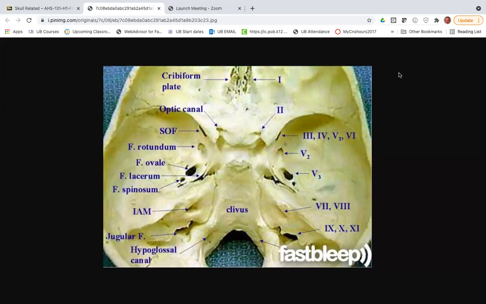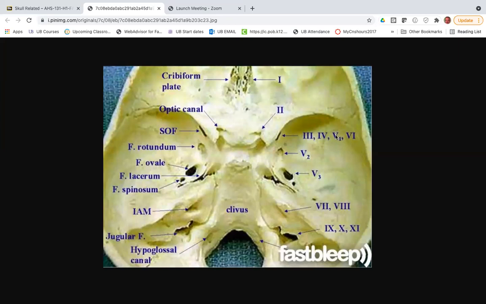So let's go through what their names are. Cranial nerve 1 is the olfactory. Cranial nerve 2 is optic. Cranial nerve 3 is called oculomotor. Cranial nerve 4 is the trochlear nerve. Cranial nerve 5, trigeminal, and you can see it's V1. There's a V1, a V2, and a V3. In another video, I showed you that V1, V2, V3, the V is for trigeminal.